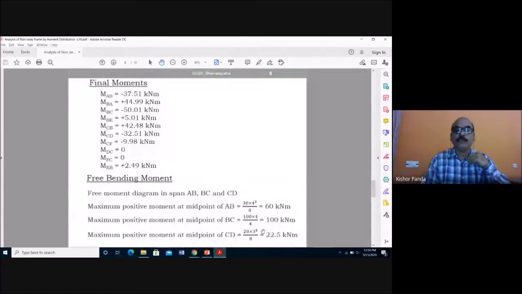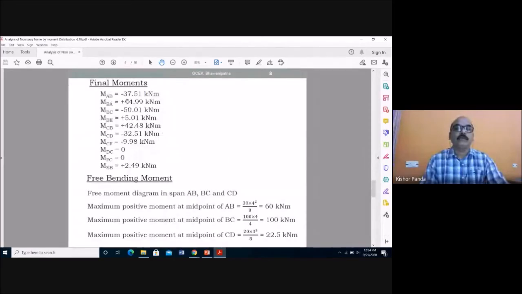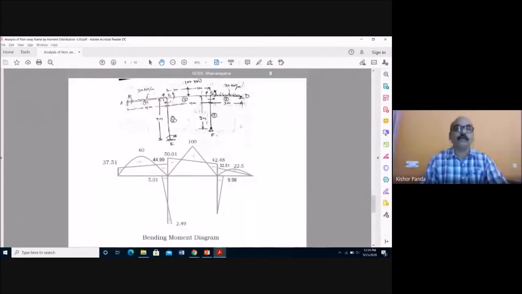The maximum positive moment at midpoint is WL² by 8, which is 20 into 3² by 8, equal to 22.5 kilonewton meter. So these are the maximum positive moments for the free bending moment diagram. Then you have to give the direction of the moment. Here you see, for span AB, MAB is minus 37.51, negative. So you have to give the direction anti-clockwise.